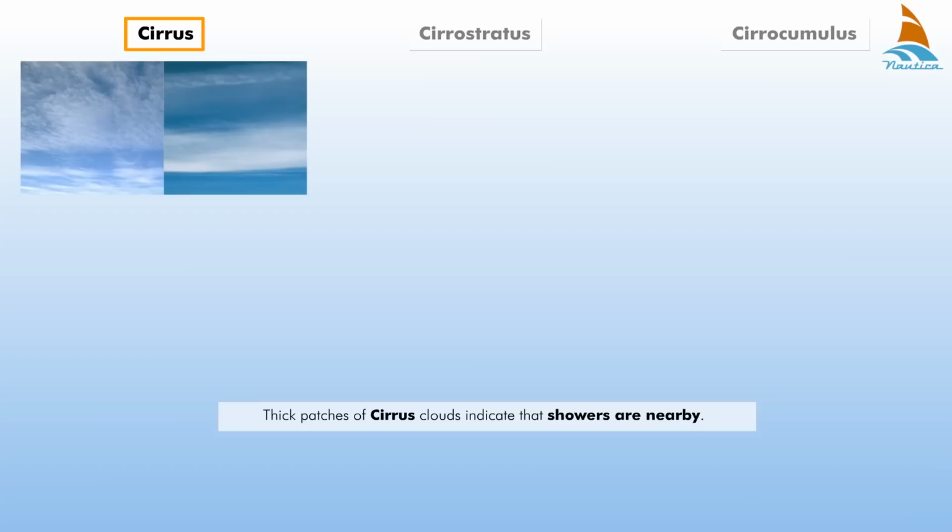High clouds are cirrus, cirrostratus, and cirrocumulus. Cirrus clouds are thin, wispy clouds composed predominantly of ice crystals. Thick patches of cirrus clouds indicate that showers are nearby. Cirrus clouds that are shaped like commas indicate that a warm weather front is coming.